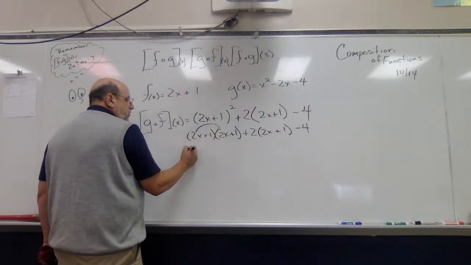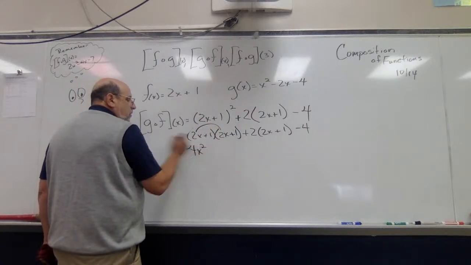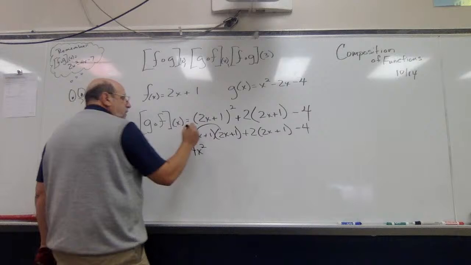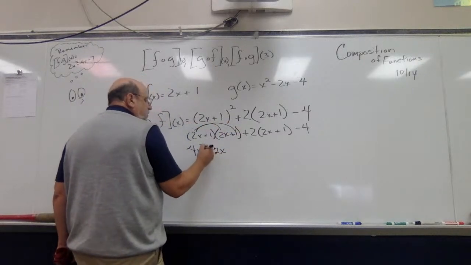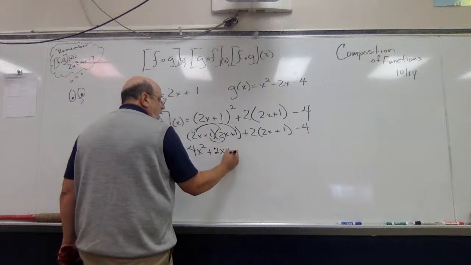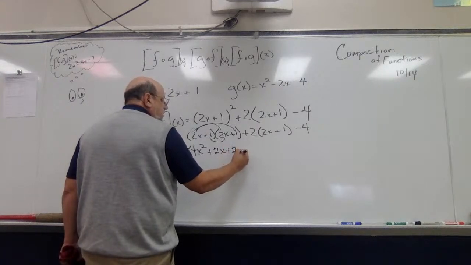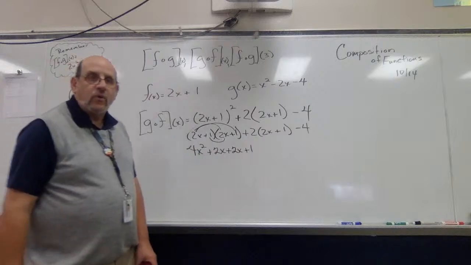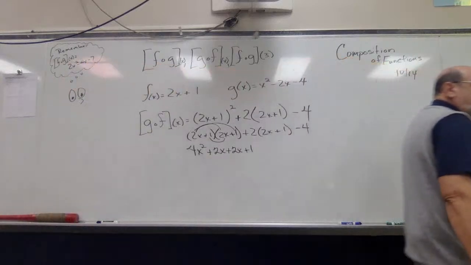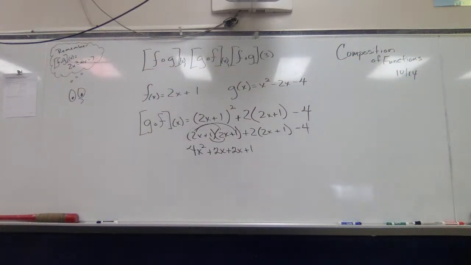2x times 2x, 4x squared. 2x times 1 is 2x. 1 times 2x is 2x. And then 1 times 1 is 1. Right? Cool? And we all know how to FOIL. I didn't need to slow down and have everybody read that out.